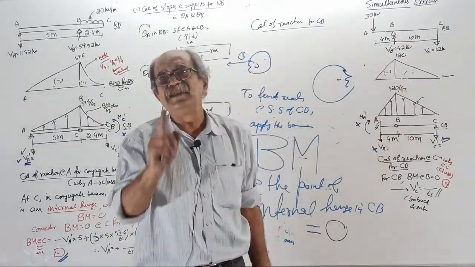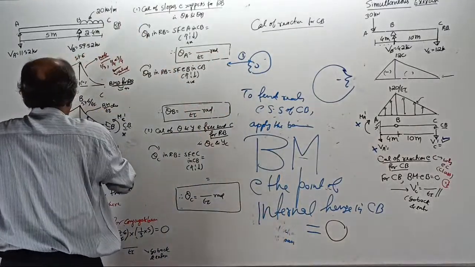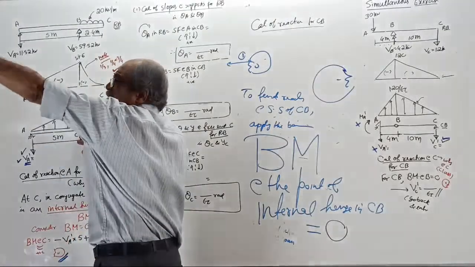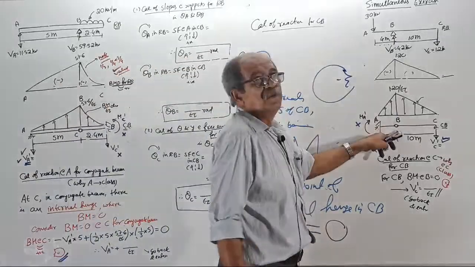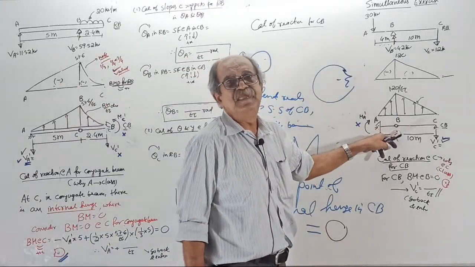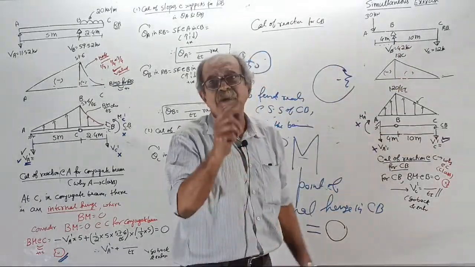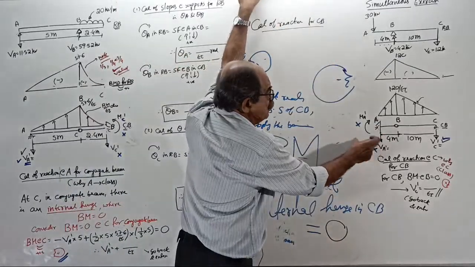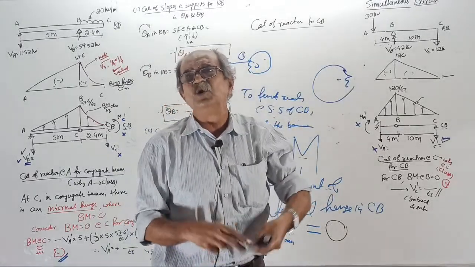Clear? Write it 10 times if you want. In this question, apply the condition BM at C equals 0 for the conjugate beam, look this side, get VA dash. In this question, apply BM at the internal hinge B in the conjugate beam equals 0, look that side, get that reaction. Don't apply sigma M about B. Once you get that one, the remaining two reactions you can find by sigma M equals 0 and sigma V equals 0.